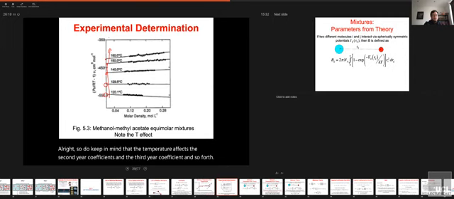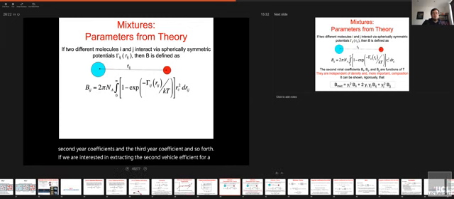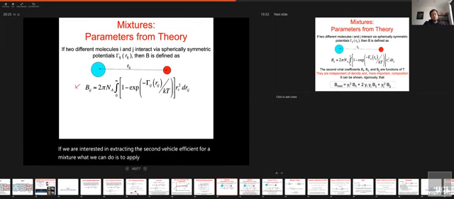If we are interested in extracting the second virial coefficient for a mixture, what we can do is to apply the same equation we saw earlier for the second virial coefficient. Everything is the same, except that now in this expression here, we need the pair potential between the two particles, the I and the J, as a function of the distance between the centers of mass. Everything else is the same. But notice that this equation here only tells you the interaction potential between I and J. It does not tell you anything about what is the composition of the mixture.